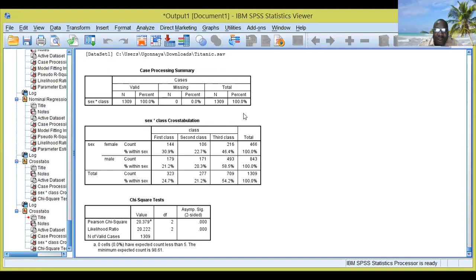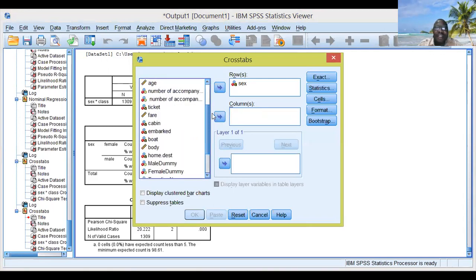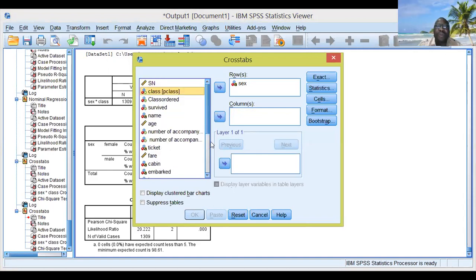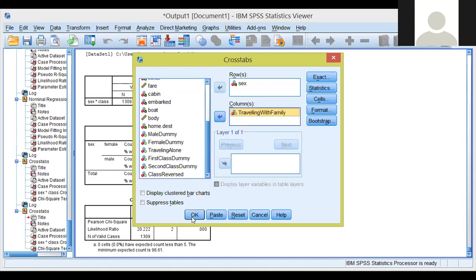You listed ordinal regression as a type of logistic. Maybe we'll discuss that one later. So you said to put that dummy with the dummy for traveling with family. Which one should I put? This one, traveling with family. Yes, click OK. We have seen it.